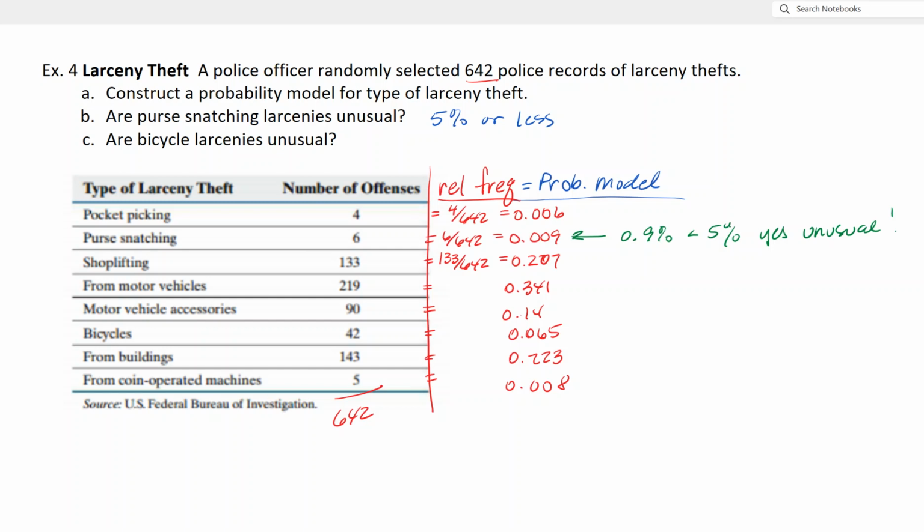How about bicycle larcenies? So theft of bicycles. Let's look down here at the bicycle row. Bicycle probability is 0.065. Let's change that into a percentage. That's going to be 6.5%, which is not less than 5%. So this would be considered not unusual theft. So we can use our probability model to be able to determine when things are unusual or usual.